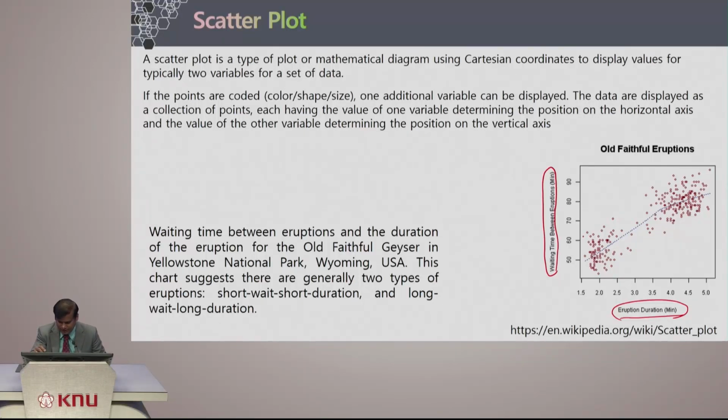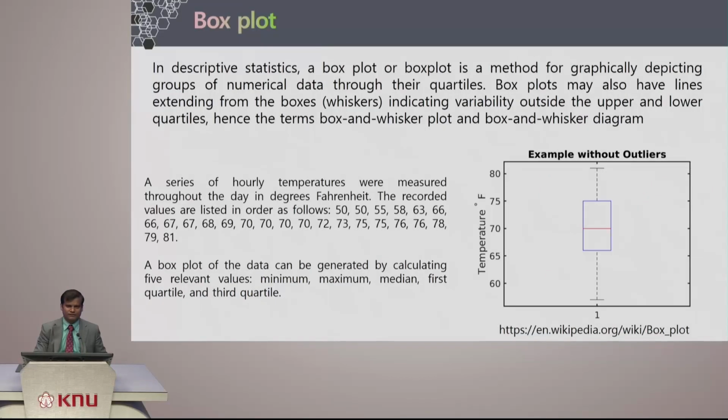So you can see here, this may be considered as the short wait, short duration, and here is another one, long wait, long duration. So you can clearly see a certain pattern has developed in this scatter plot. Just by the plots you can actually see it. It's very useful to understand the patterns in the data set.